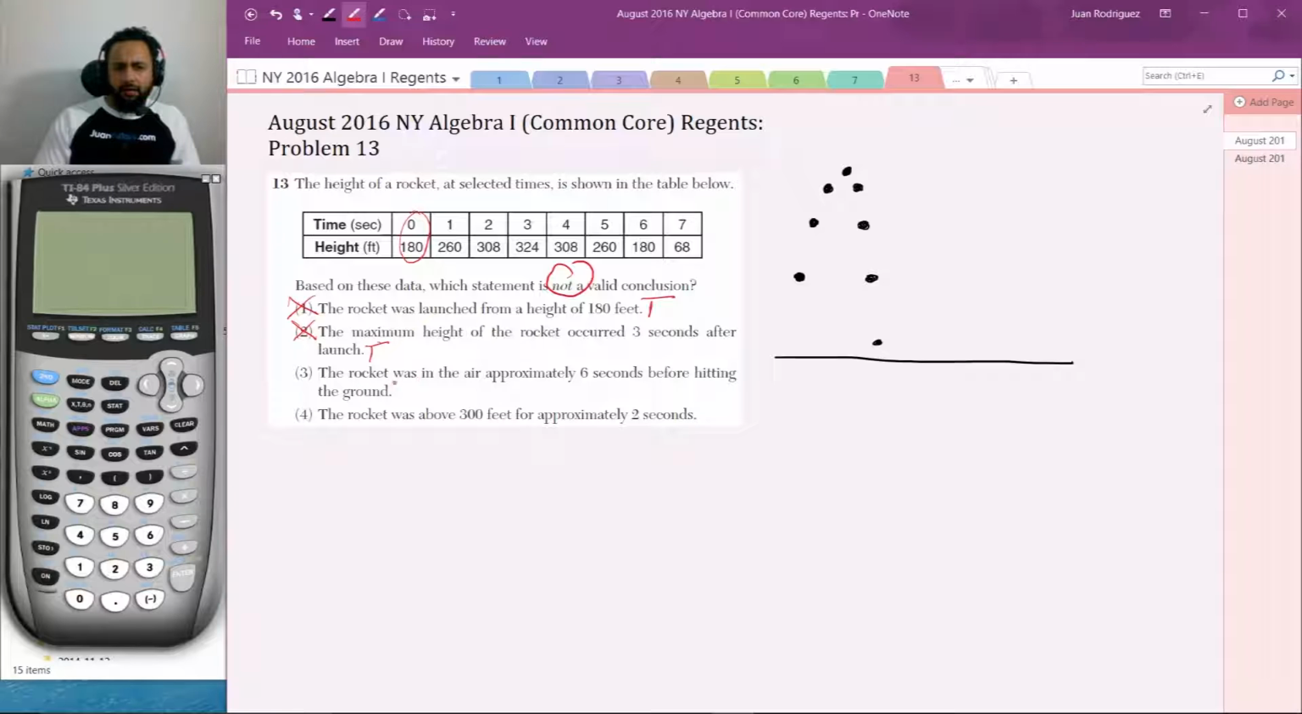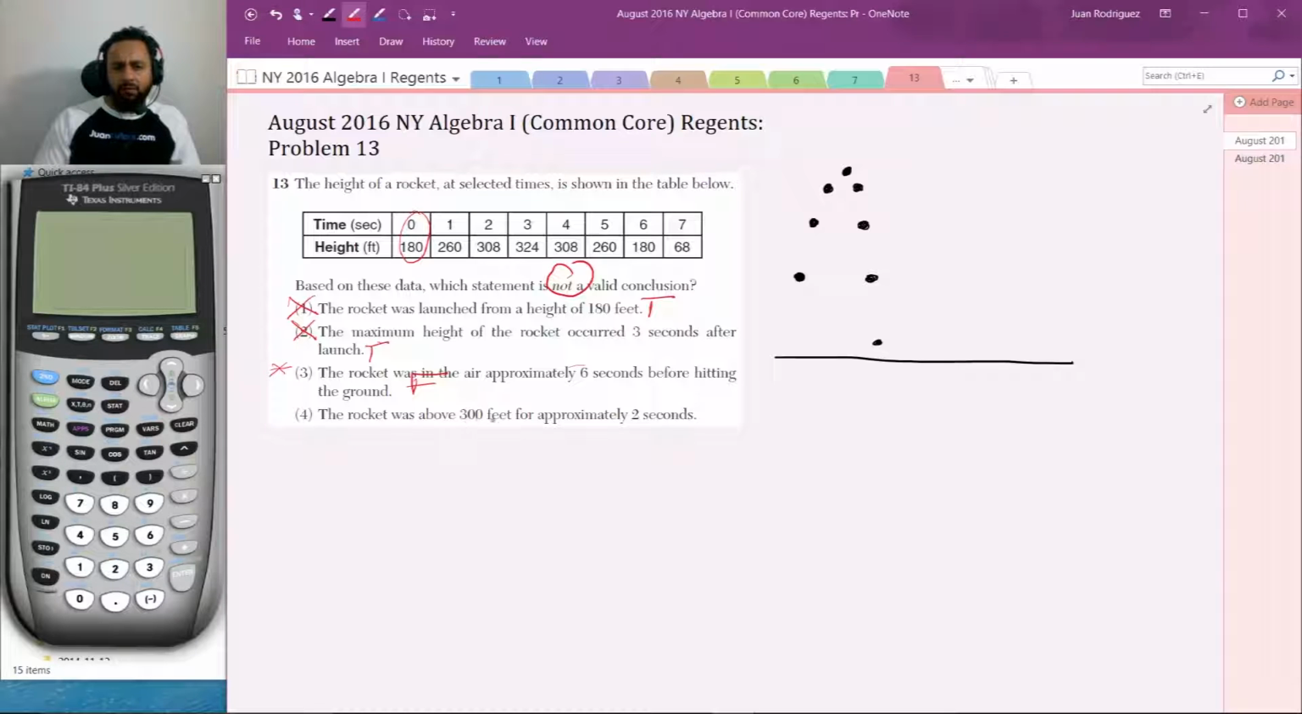The rocket was in the air approximately 6 seconds before hitting the ground. Well, we do see just from the picture and from the data that at 7 seconds it was still dropping. So that's definitely false. So this looks like it's going to be the answer. I'm going to put a star there.